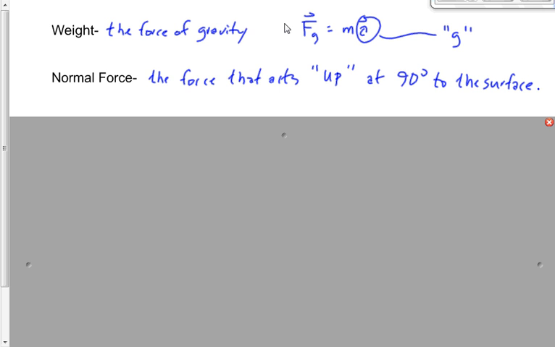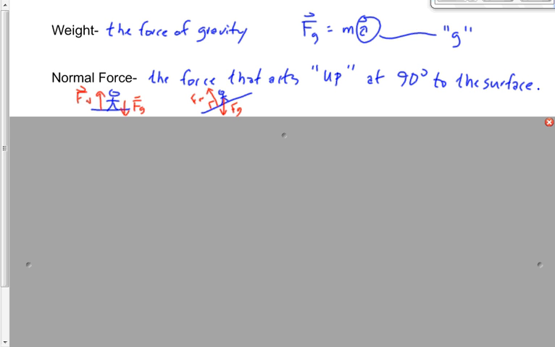Why do we say "up" in quotation marks, though? Well, if you're standing on the floor like this, okay, it pushes up at 90 degrees. Gravity pulls down. The normal force pushes up at 90 degrees to the surface. But if you're standing on a hill like this, gravity still pulls down, straight down, but the normal force will be up like this at an angle of 90 degrees to the surface.